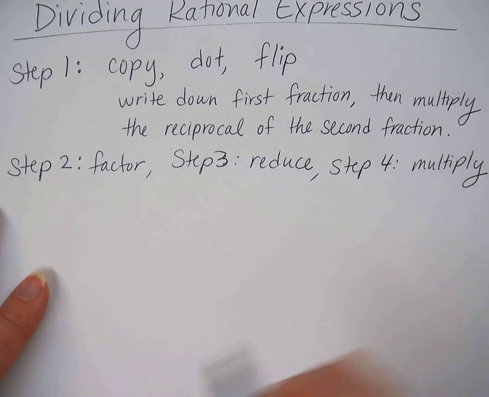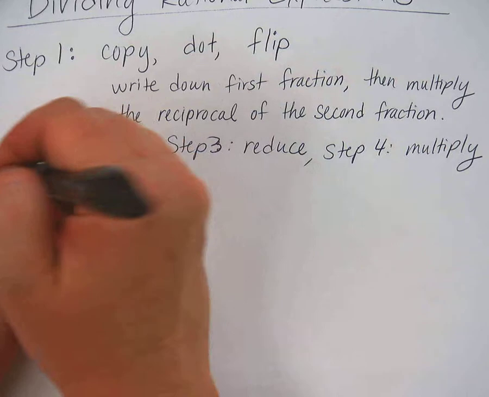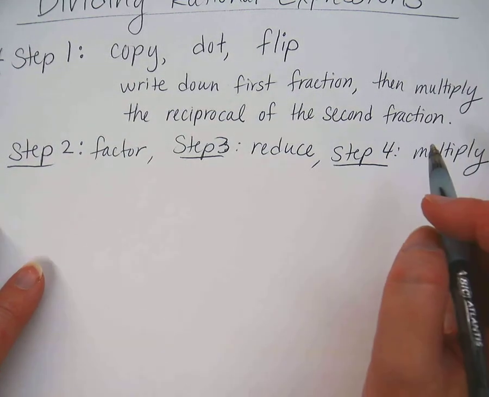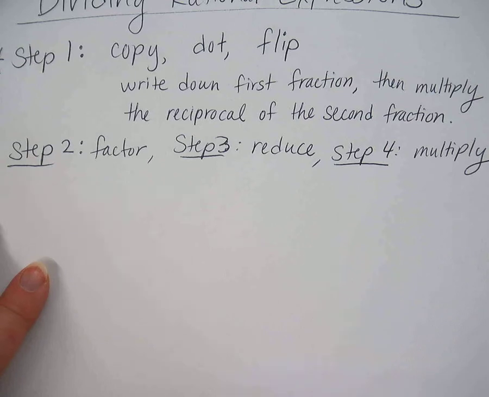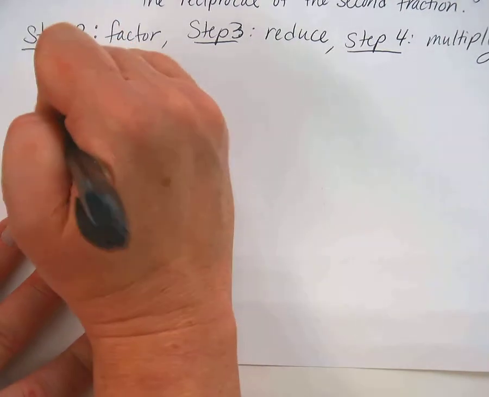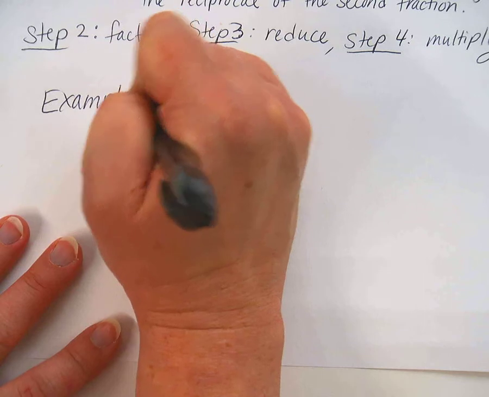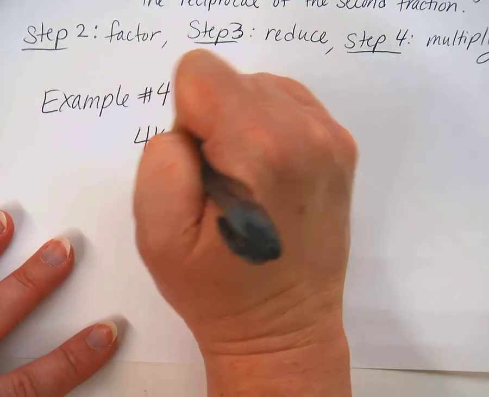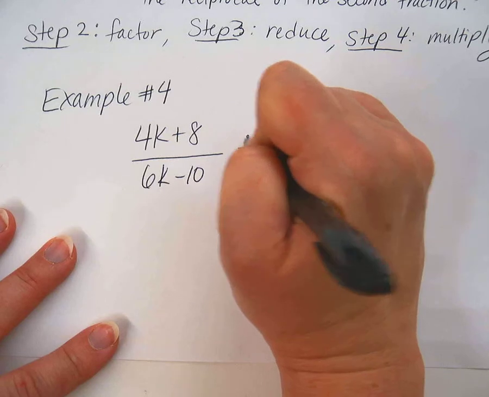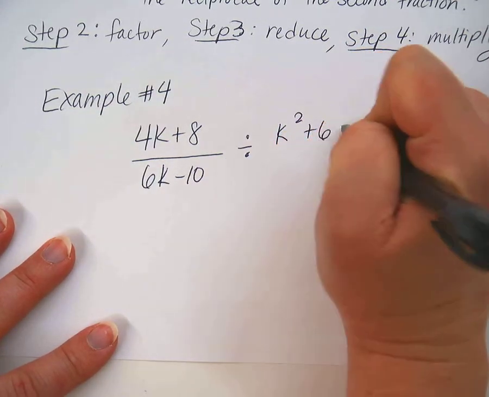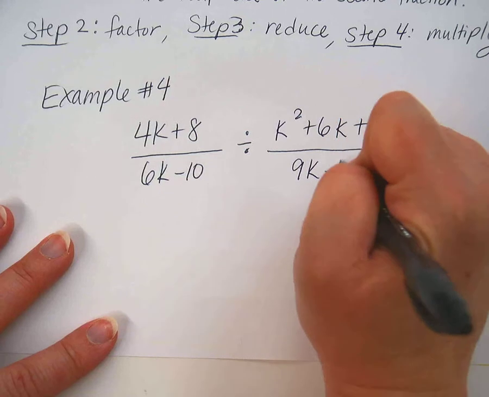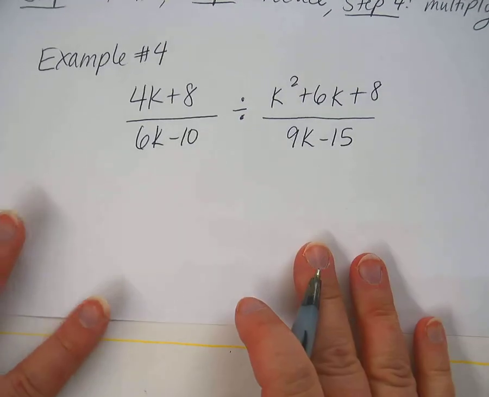So are we really learning much new right now? Nope, we're really not learning anything new, because we're just adding one more step and then we're doing what we were already doing on the other side of the paper. So let's do one example. I think that's enough and then you can just work. So this is example number 4 today: 4k plus 8 over 6k minus 10 divided by k squared plus 6k plus 8 over 9k minus 15.